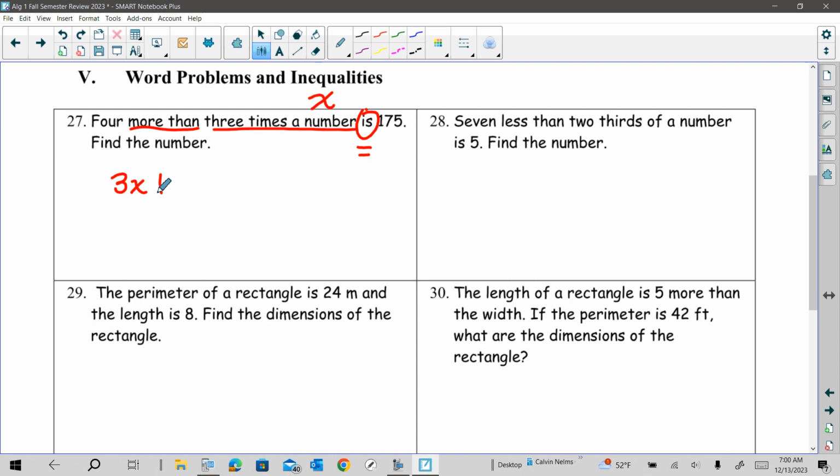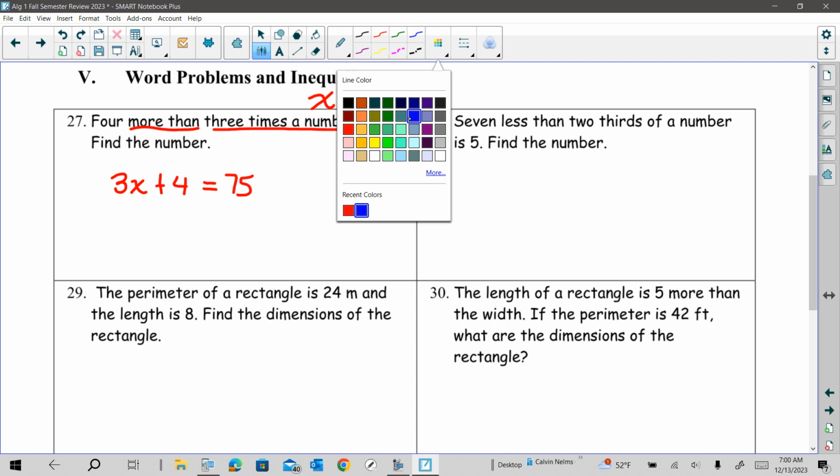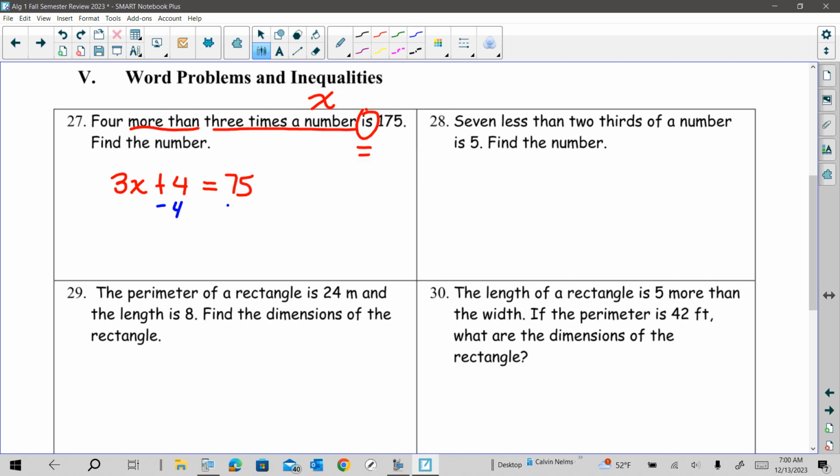4 more than that would be plus 4 equals 75. And now we're just solving for x. So isolating the x term, the variable, so minus 4, minus 4. Oh, I just realized it's 175. Got it right there, sorry. So we get 3x equals 171. And then we're just dividing by 3.